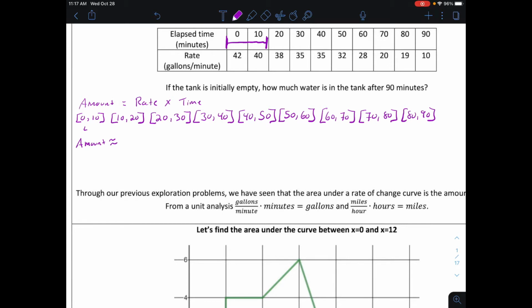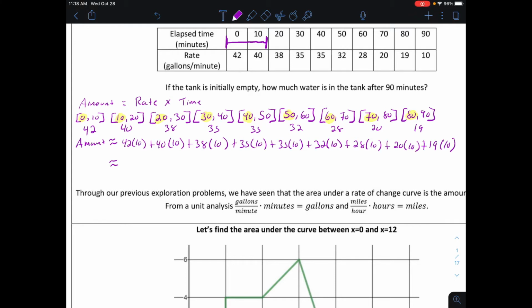And just for the simple case, what I'm going to do is use whatever the left time value is for the time intervals that we made. I'm going to use the associated rates that go along with those. I have those written here underneath the subintervals. So we're going to approximate the amount of water in the tank by taking the rate and multiplying it by the elapsed time. For instance, the amount of water pumped in the first 10 minutes would be 42 times 10. The second 10 minutes would be 40 times 10, and then keep going, and so forth.